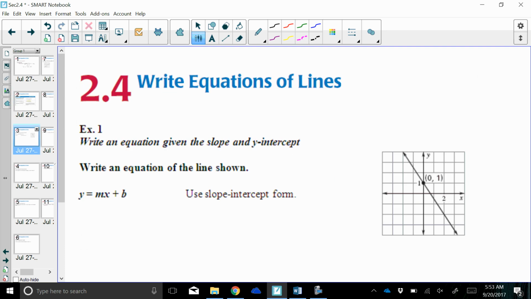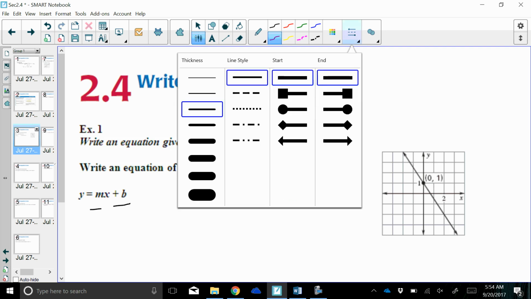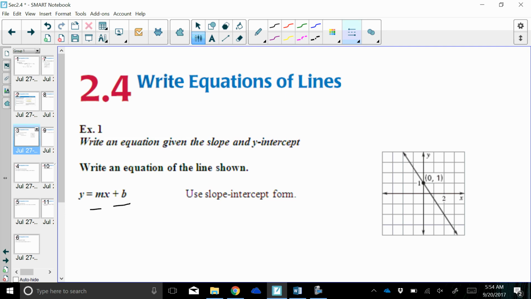So the first problem that you see on your guided sheets is to write an equation for the line shown. Well, in this equation, we're going to use slope-intercept form like we had in the past because we're given b, and by looking at the graph, we can find our slope. So use slope-intercept form. Well, we know y equals mx plus b, which in this case is 1.